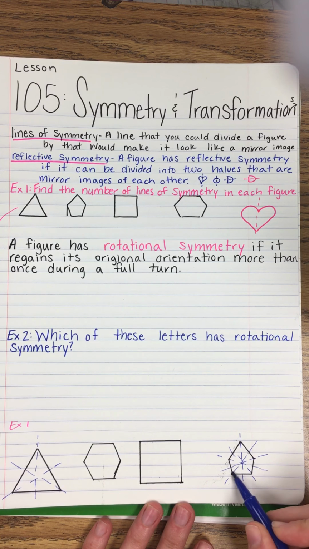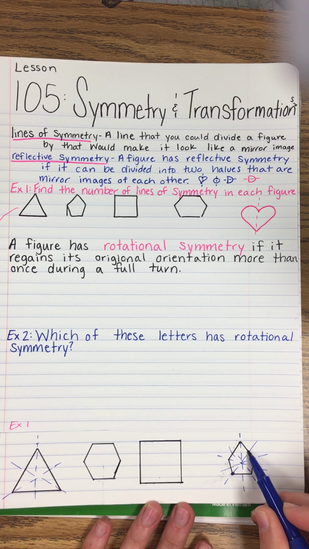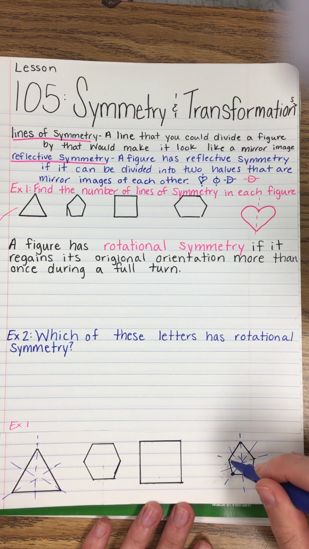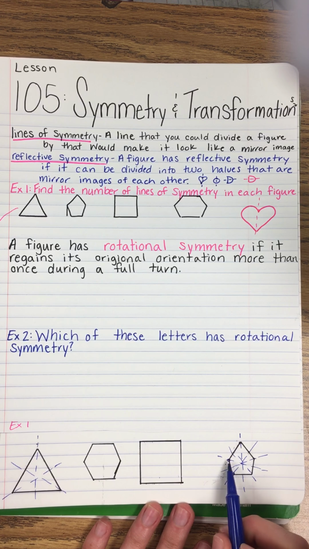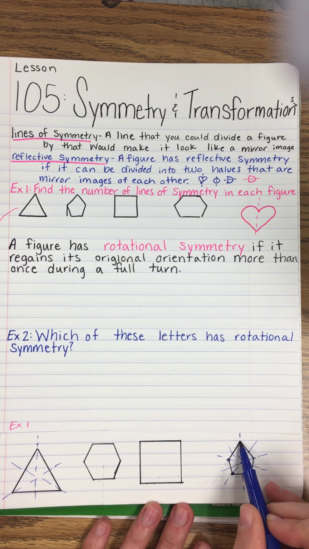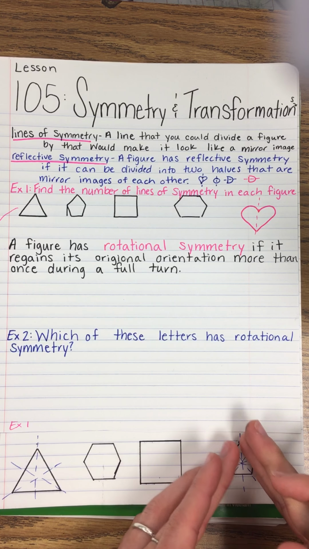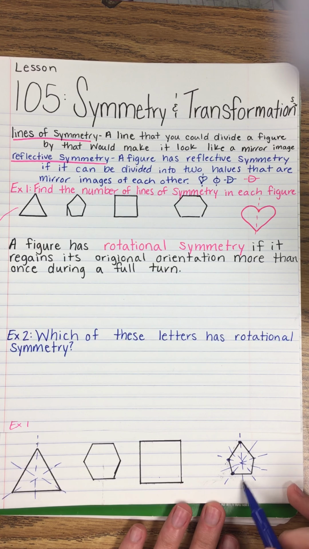So it would go from one edge to the middle of that line that's across from it, and then one edge to the middle of that line that's across from it, and then one corner, the vertex where the two lines meet, to the middle of that one.